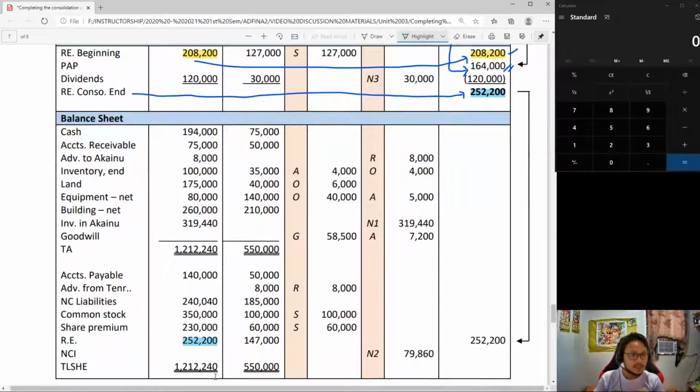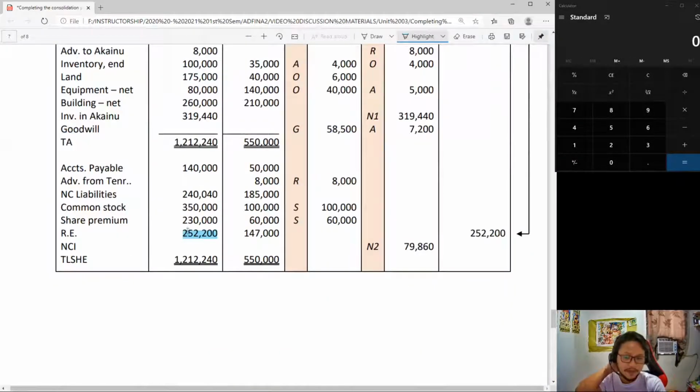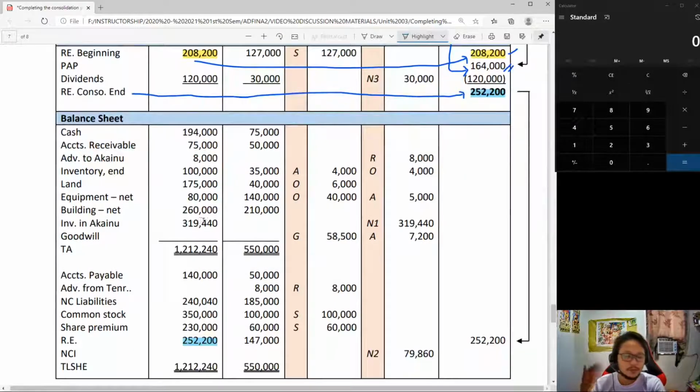And that is because this is equity method. Sa equity method, tama ang computation ng RE ni parent. Pero cost method, it's not the same case. Okay? Dito tayo. Conso RE computed 252,200. That is equal to what the parent has reported conveniently. So, let's complete this working paper by proceeding to the balance sheet now.